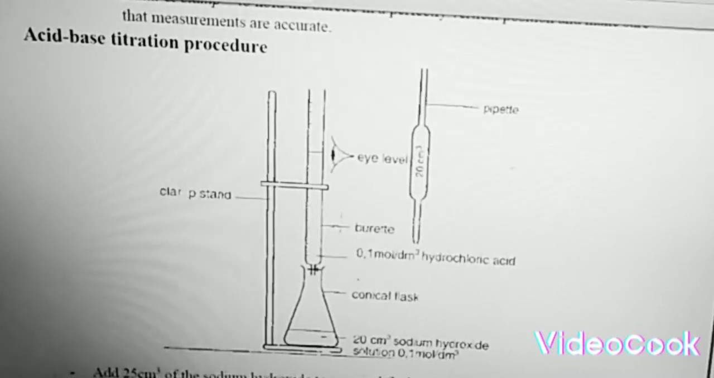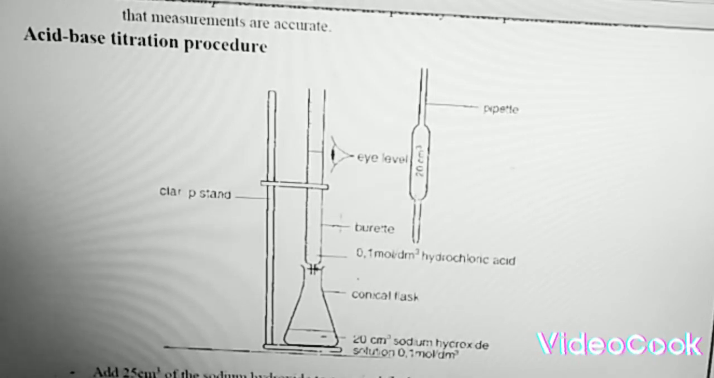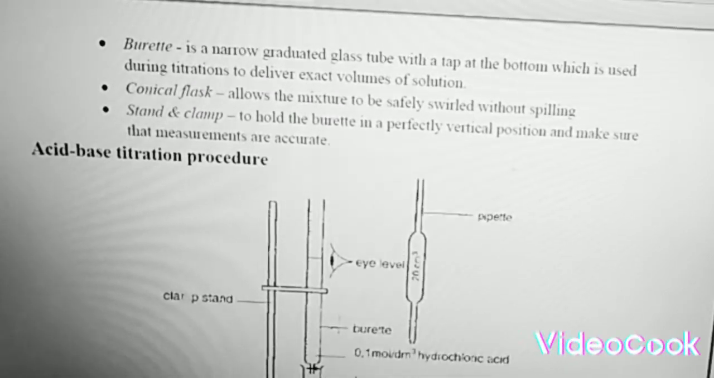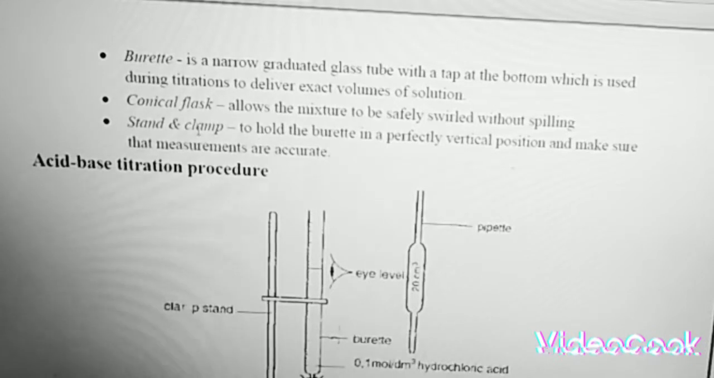And that's a pipette. A pipette is exact. In this case, we have a 20 cubic centimeter pipette. That's the one that we use to transfer liquids, right? So now we have what we call the conical flask. I'm sure you guys are familiar with this flask at the bottom. That's our conical flask. What does it do? It allows the mixture to be safely swirled without spilling.